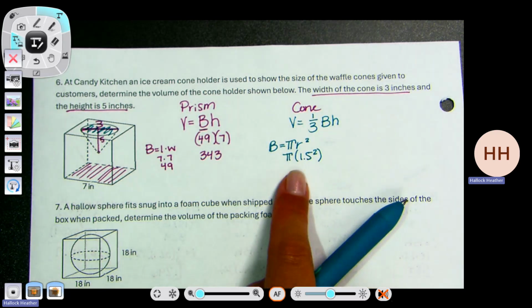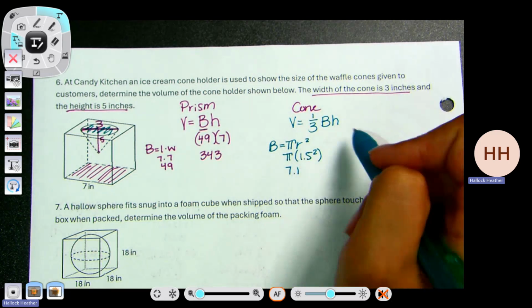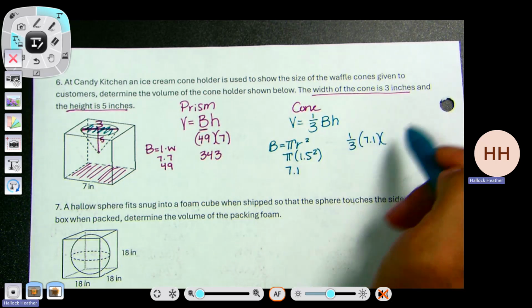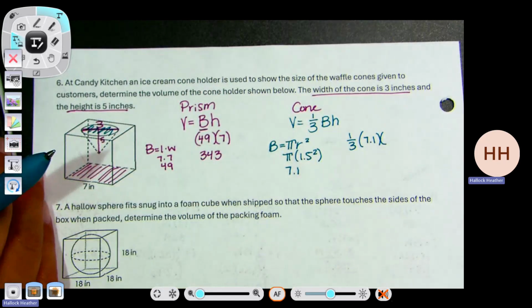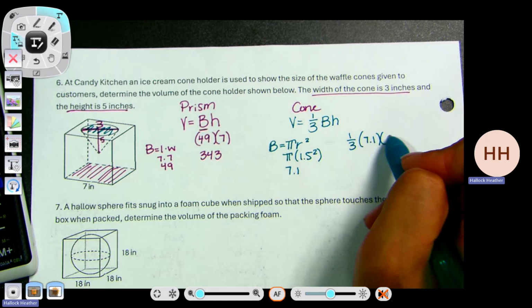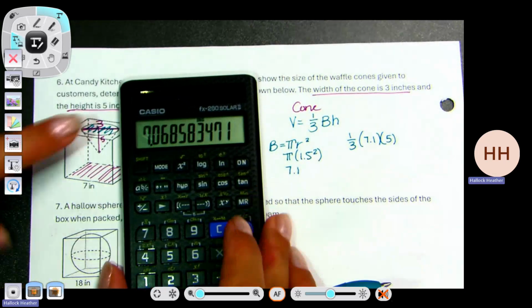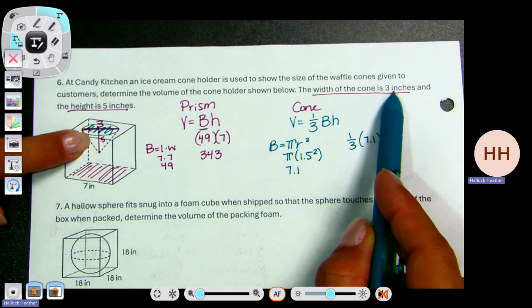So what's my big B for my cone? 7.1. So I'm using 1/3, 7.1. And I wouldn't clear the calculator. I'd keep this in the calculator. Remember, try not to clear your calculator. Just leave that there. And then what's the height of my cone? 5. 5 is from the problem in the very beginning. I told you we're going to add these numbers. So it's not in the picture, but it's in the word problem.